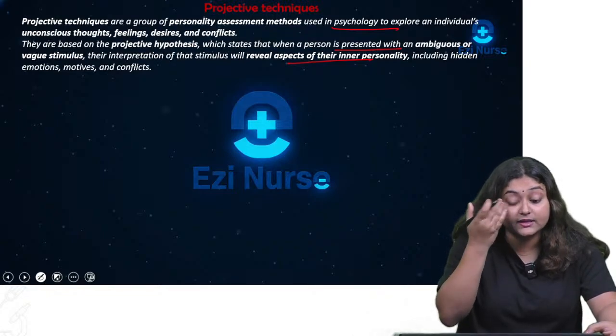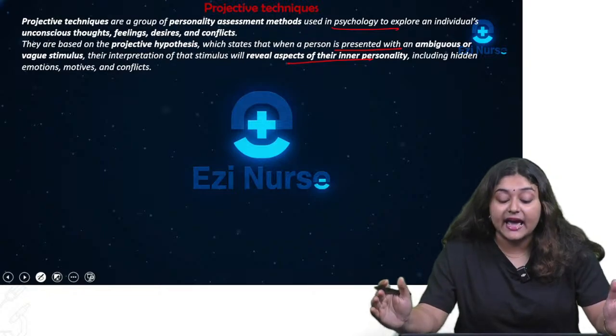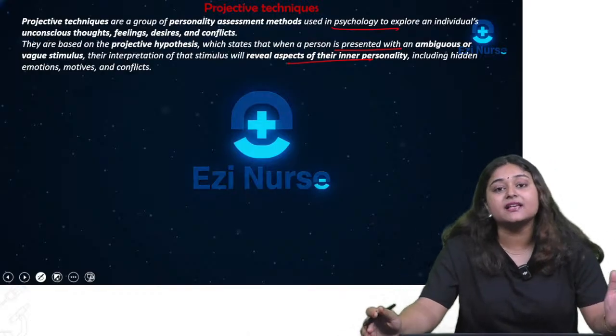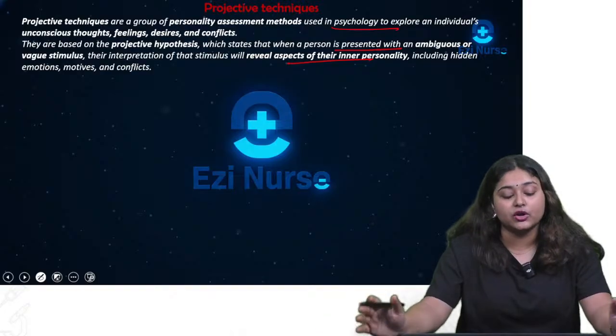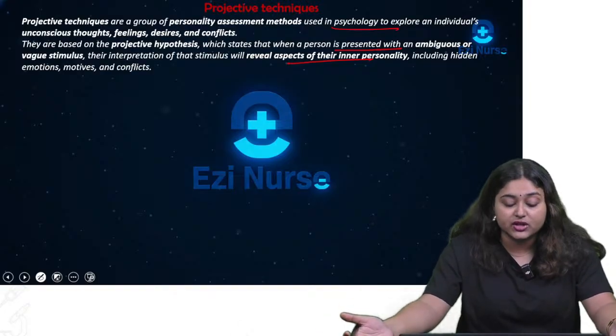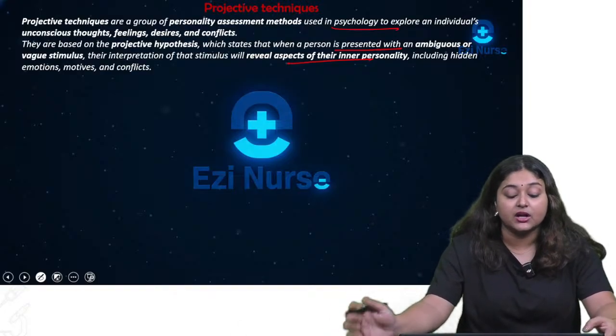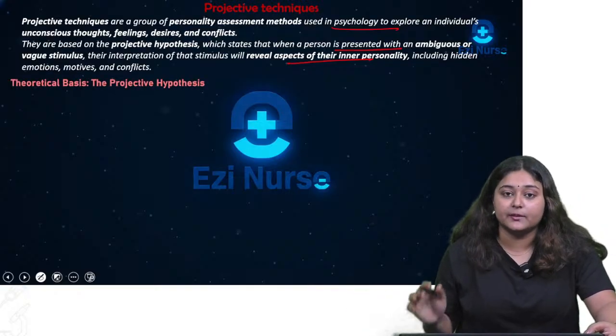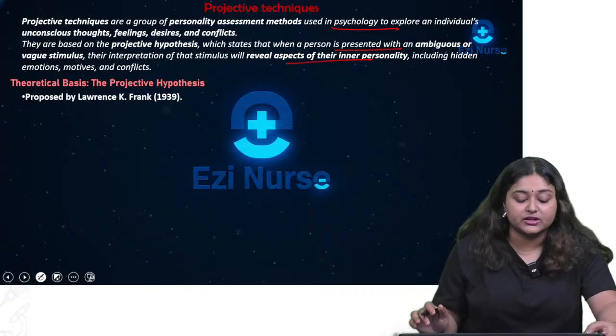So it's nothing but a group of personality assessment methods. So it is mainly reading your psychological as well as behavioral and physiological thoughts, and your unconscious thoughts, feelings, desires, etc. So that is the projective technique. So what is the theoretical basis behind that projective hypothesis?